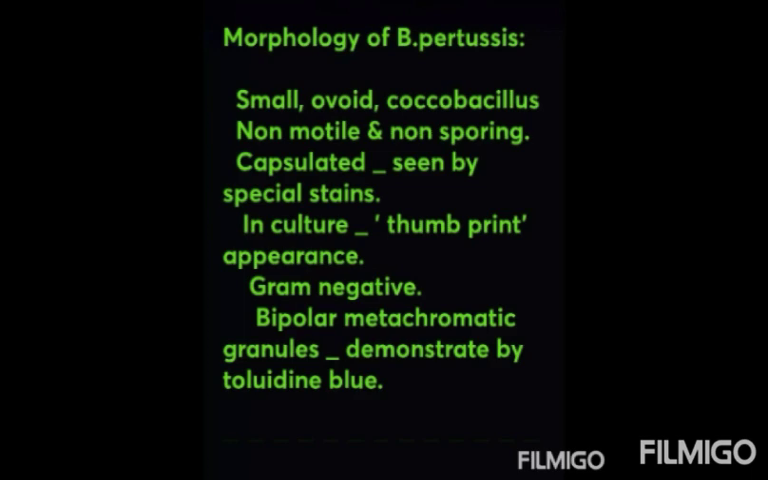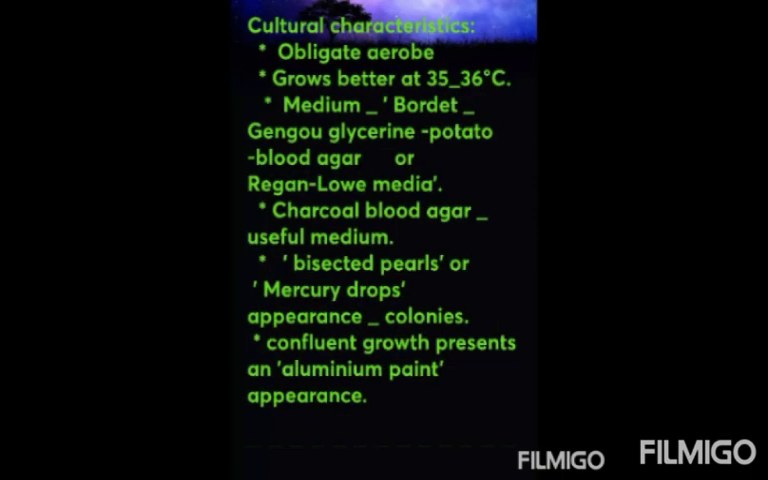Freshly isolated strains of Bordetella pertussis have fimbriae, and it is a gram-negative bacillus. Bipolar metachromatic granules may be demonstrated on staining with toluidine blue. So the important points are that it is non-motile, non-sporing and has a capsule, in culture it shows a thumbprint appearance, fresh cultures have fimbriae, it is gram-negative, and bipolar metachromatic granules are present.